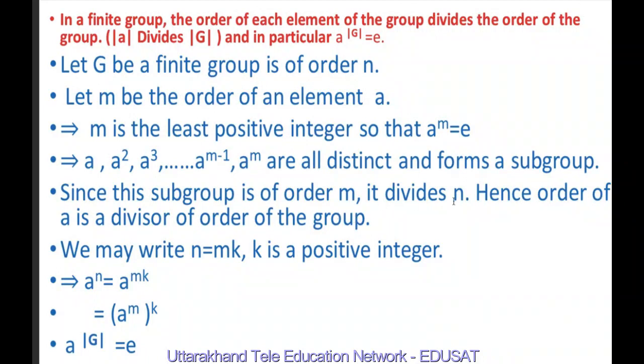Because m divides n, we may write n equal to mk, where k is a positive integer. So, a raised to the power n is equal to a raised to the power mk, and this is equal to a raised to the power m, whole raised to the power k. a raised to the power n is nothing but a raised to the power order of G, and this is equal to e raised to the power k, which is e. Therefore, a raised to the power order of G is equal to the identity element of the group.